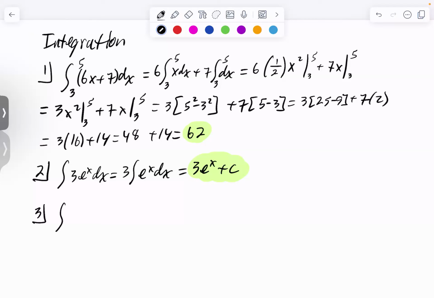Part 3, we have the integral of 6 over x dx. And once again, I'm going to pull that constant out in front. If we look back on the previous sheet, we can see that the integral of 1 over x dx is just ln of the absolute value of x plus c, so we have 6 times ln of the absolute value of x plus c.